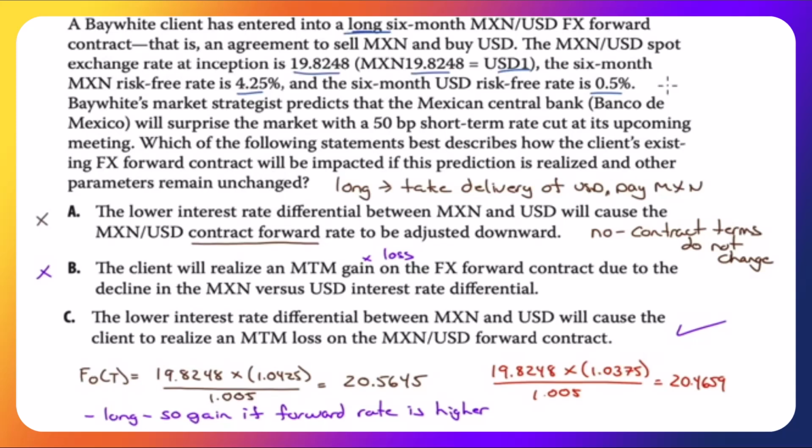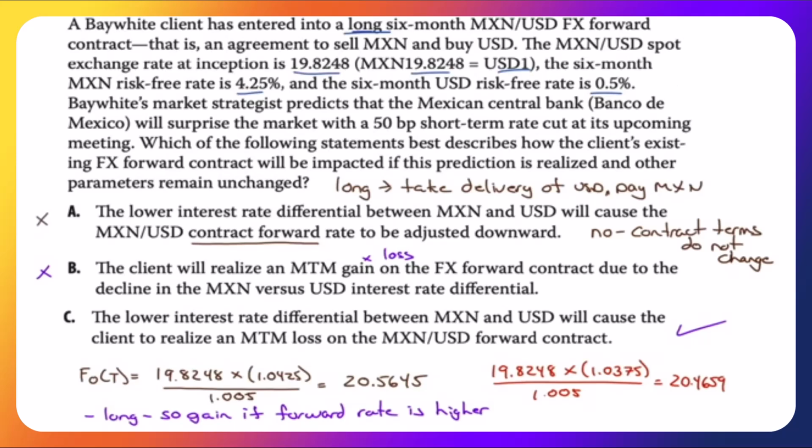Bay White's market strategist predicts that the Mexican central bank will surprise the market with a 50 basis point short-term rate cut at its upcoming meeting. Which of the following statements best describes how the client's existing FX forward contract will be impacted if this prediction is realized and other parameters remain unchanged?